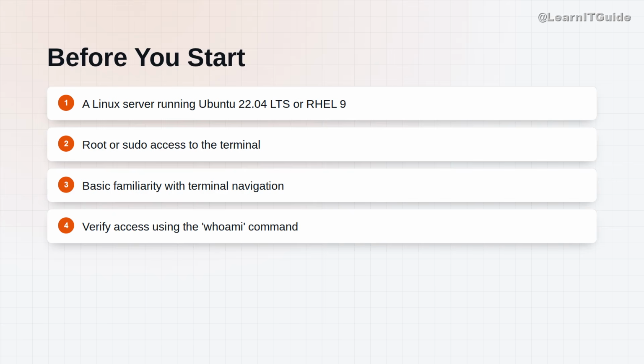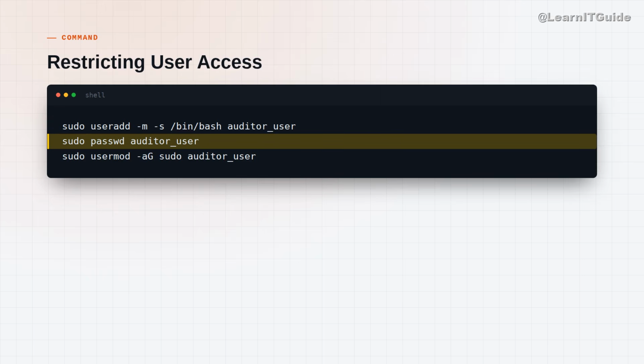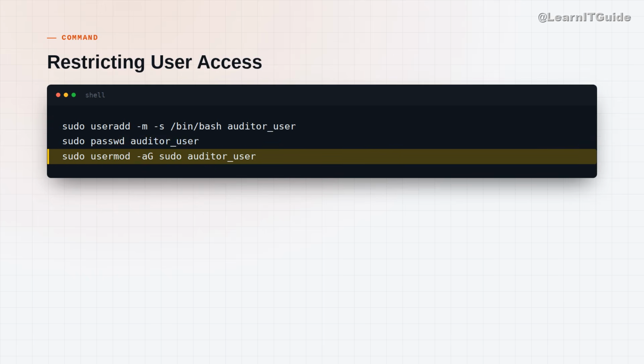On line 1, we create a new user named auditor user with a home directory and bash shell. On line 2, we set a strong password for this account. Finally, on line 3, we add this user to the sudo group so they can perform administrative tasks when required. This is the first step in following the principle of least privilege.